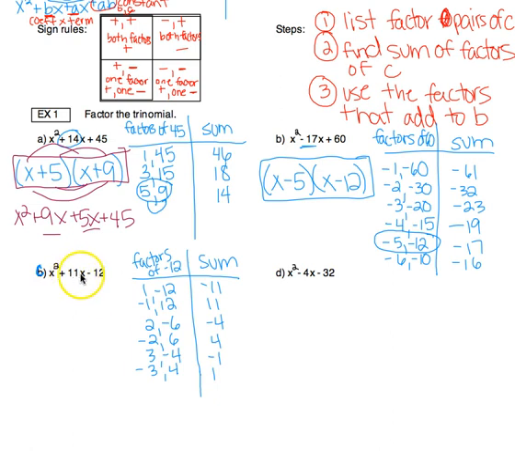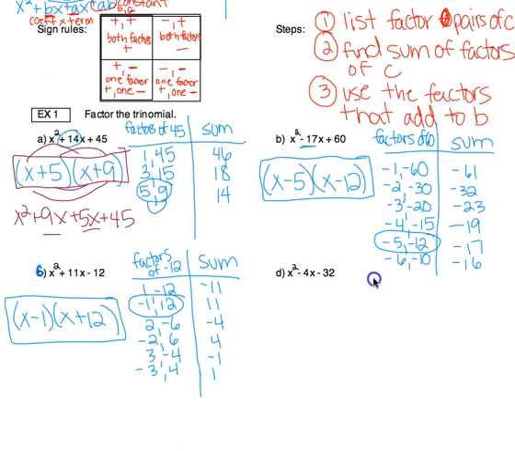So I wanted positive 11. So that would be these factors. One is a negative 1. One of them is a positive 12. So x minus 1 times x plus 12. So these are the two binomials that multiply to give me this trinomial.